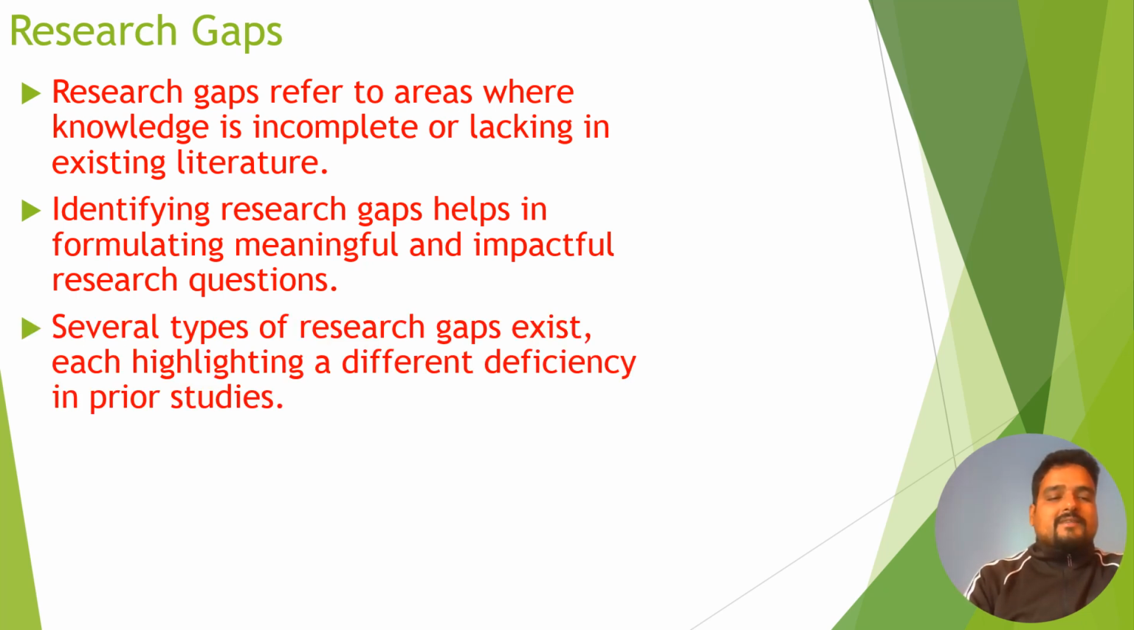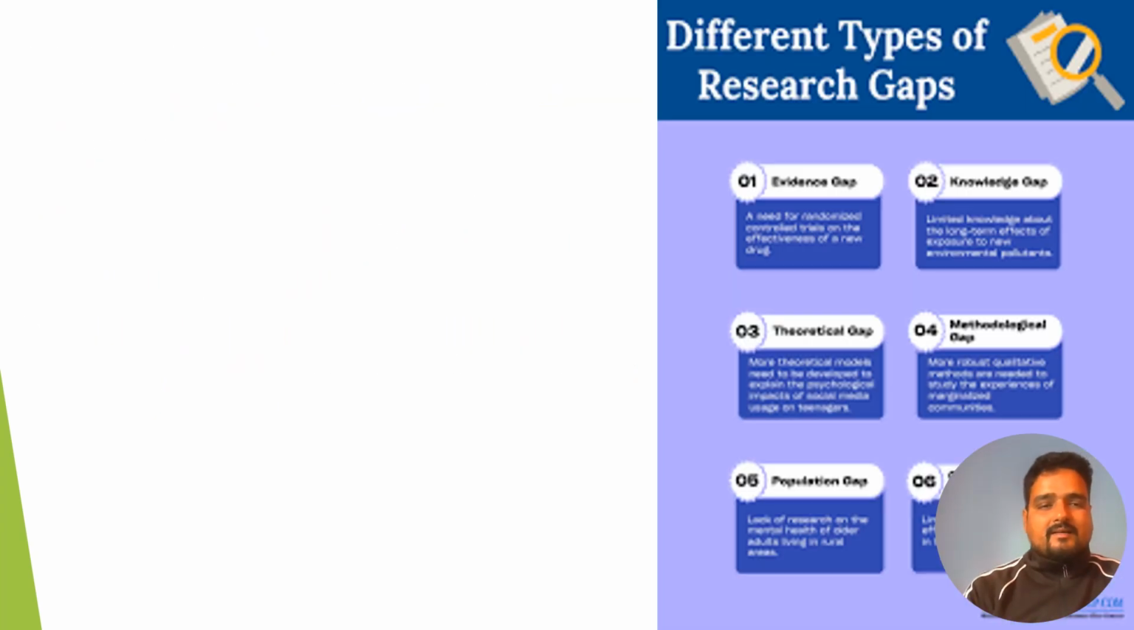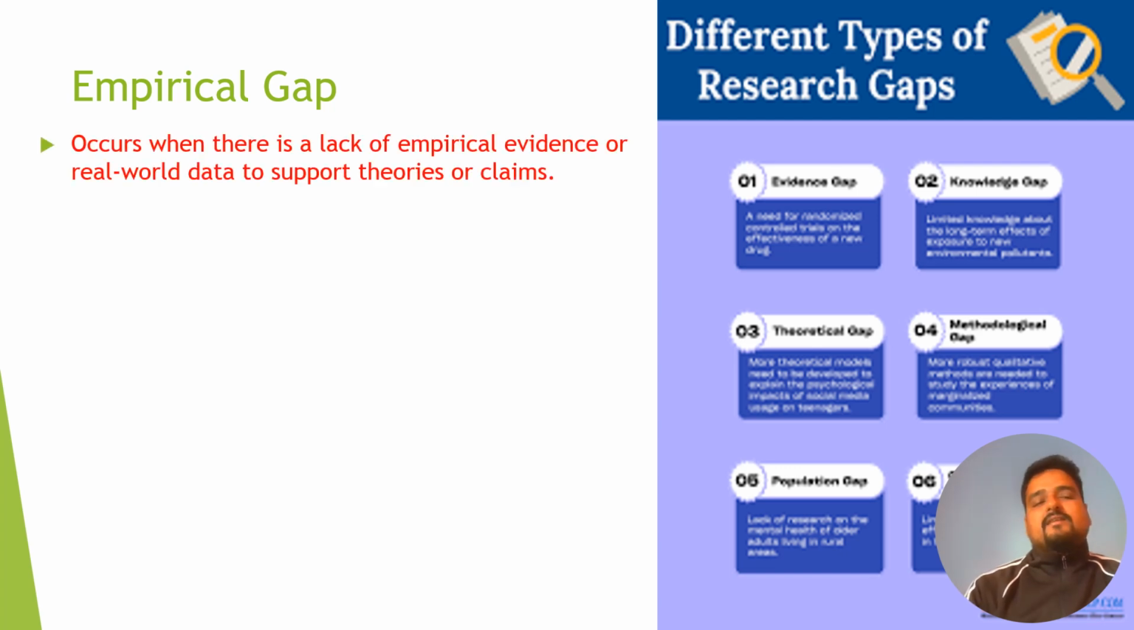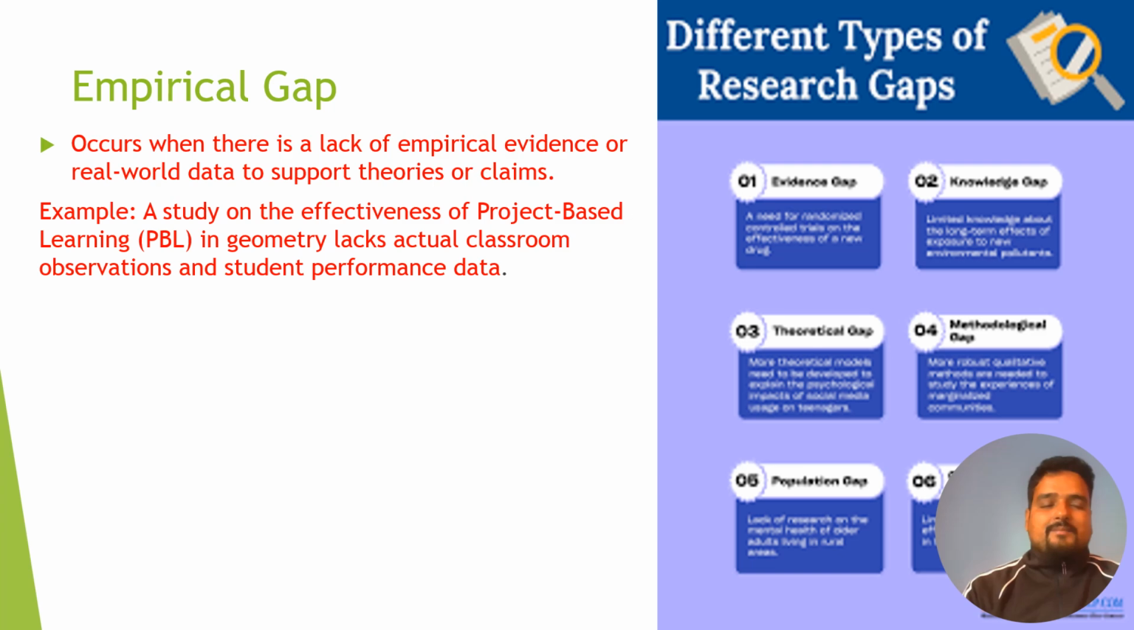Several types of research gaps exist, each highlighting a different deficiency in prior studies. There are altogether 7 research gaps, so I will discuss them. Let us move towards the empirical gap at first. What kind of gap is the empirical gap? It occurs when there is a lack of empirical evidence or real world data to support theories or claims. Example: a study on the effectiveness of project-based learning in geometry lacks actual classroom observation and student performance. That is the example of an empirical gap.